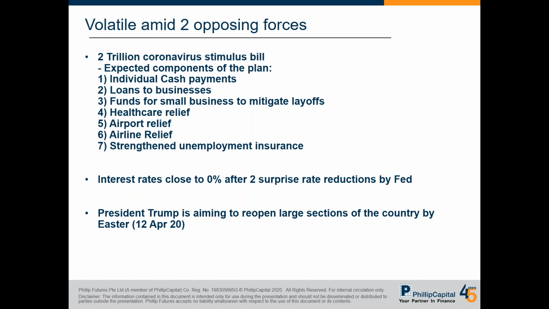and volatility is very huge. We can see that today itself, the 2 trillion coronavirus stimulus plan was approved. The White House as well as the Senate came together and managed to strike a deal. The expected components of the plan will include individual cash payments, loans to businesses, funds for small businesses, healthcare relief, airline relief, as well as strengthened unemployment insurance. All of these are very beneficial to the economy as a whole.